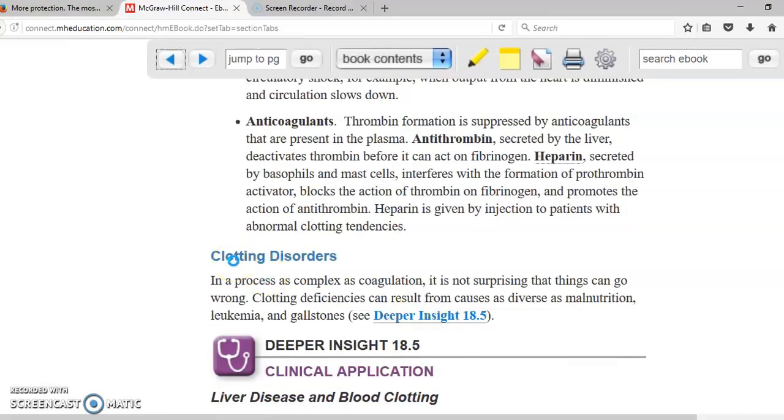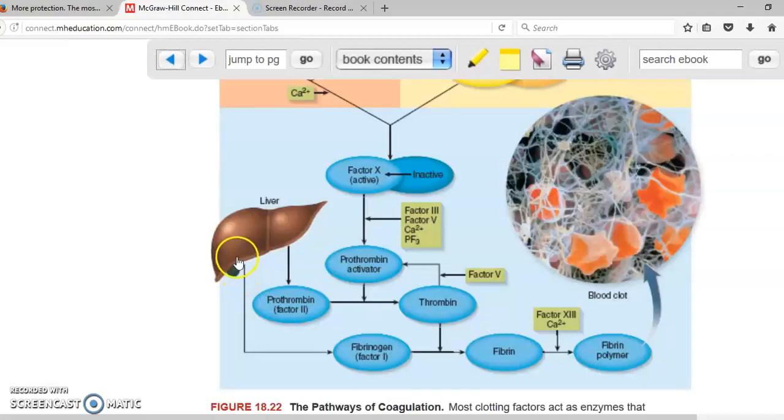There's multiple different kinds of clotting disorders, such as hemophilia, for example. Also, the liver produces many coagulating factors. So any disease affecting the liver will affect the coagulating factors. Many clotting factors need vitamin K in order to be created. And vitamin K needs bile from the gallbladder in order to get absorbed.